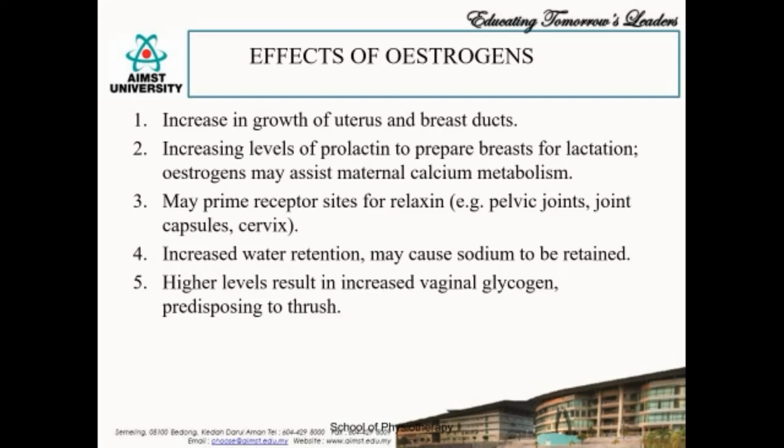Then next is relaxin hormone. This relaxin hormone is very important to relax the joints, especially the pelvic joints. The pelvic joints, the capsules and the collagens, everything has to undergo relaxation, and that is by this relaxin hormone, which is again secreted or stimulated by the estrogen.